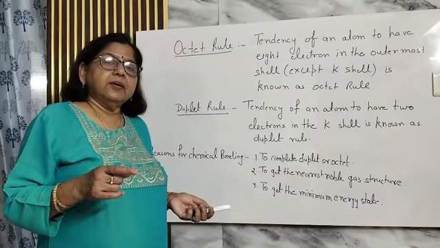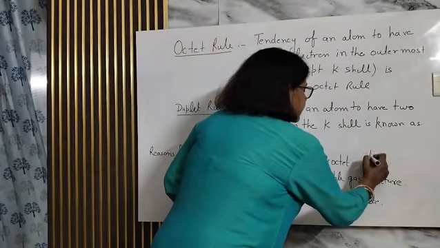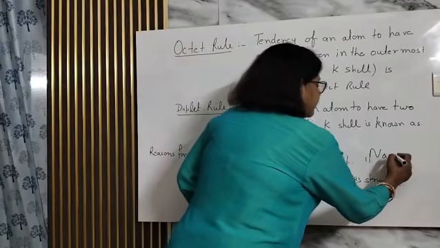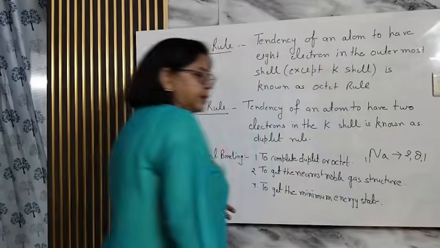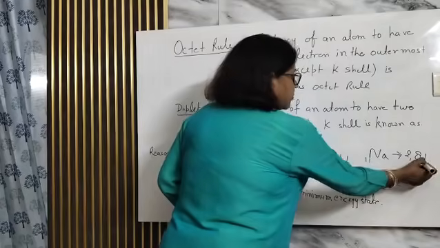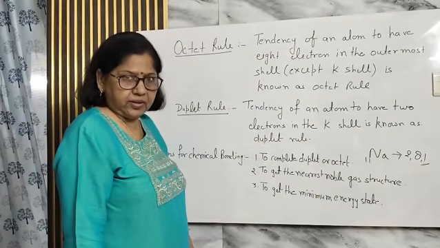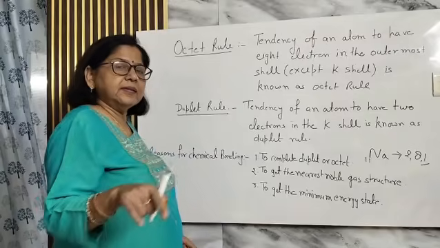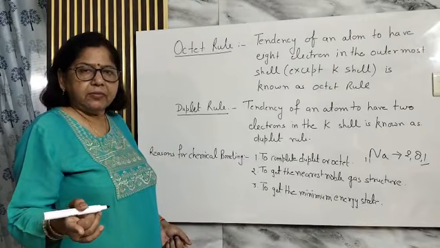For example, sodium has atomic number 11, right? So its configuration will be 2, 8 and 1. So what does it want? If it loses one electron, it will have 8 electrons in the outermost shell, and its octet will be completed. So what is the tendency of sodium? To lose 1 electron from the outermost shell.